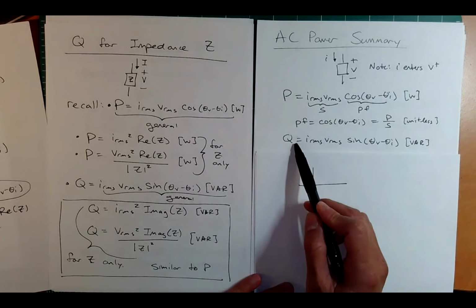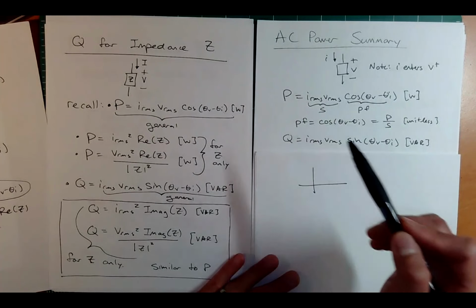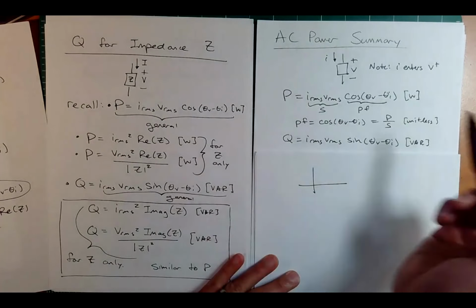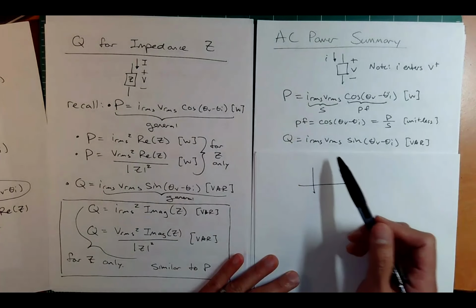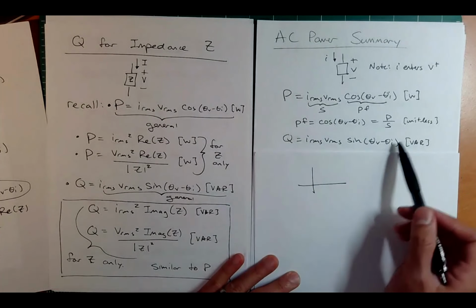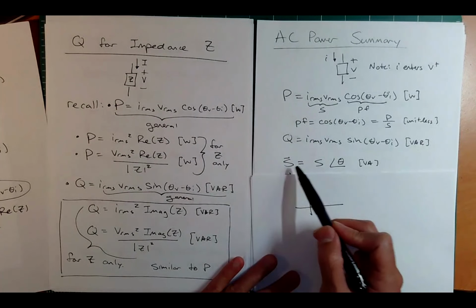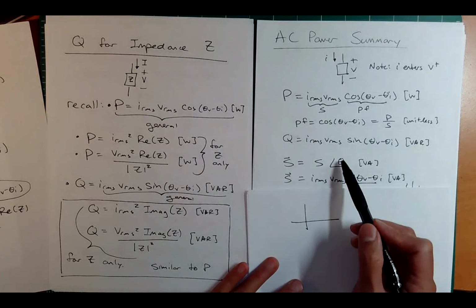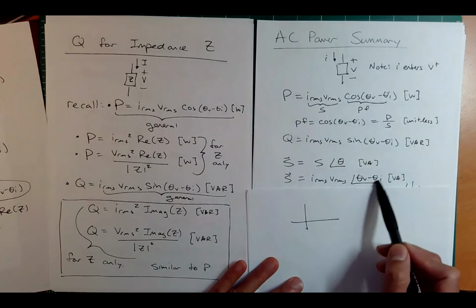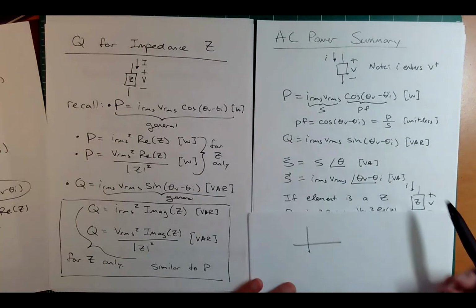Then we have Q, which is the reactive power, which is what? It is the amplitude or magnitude of the component of the instantaneous power that bounces back and forth. And this is IRMS VRMS sine of theta V minus theta I, in VARs. And now we have S bar, right? S bar equals S at angle theta, where this theta is the power angle, theta V minus theta I, and S is IRMS VRMS. Good. Okay, this is just all review.